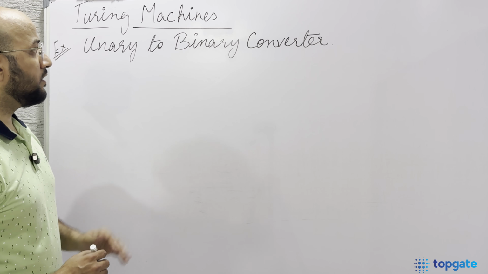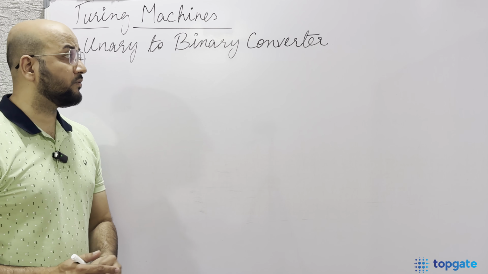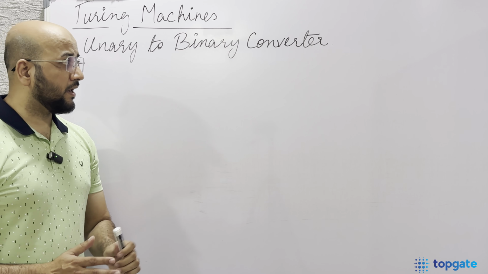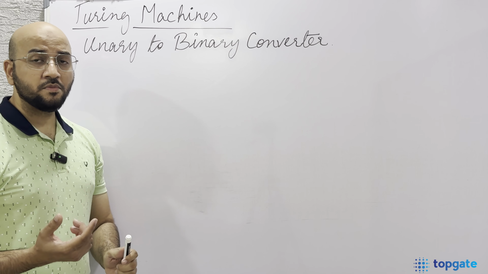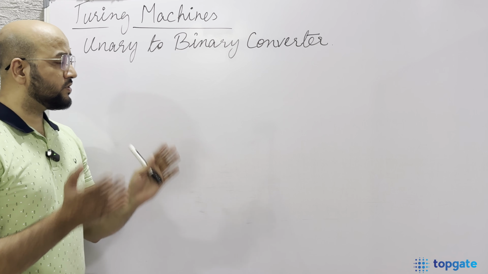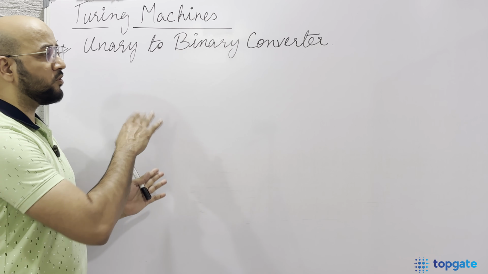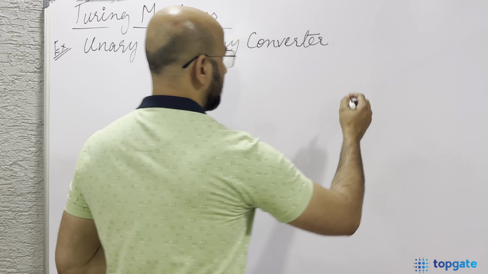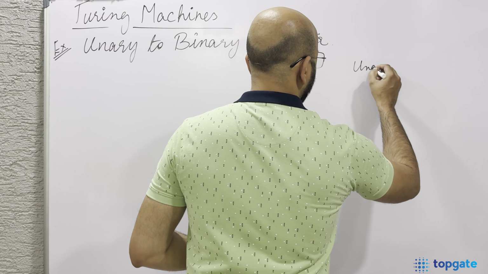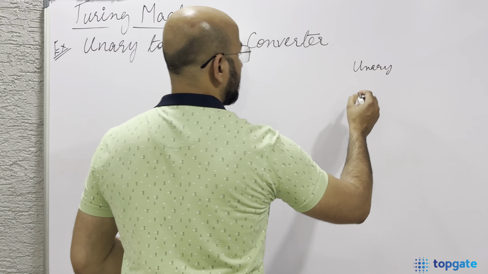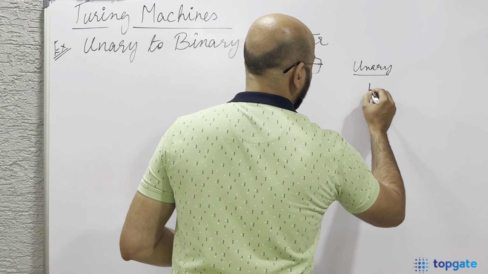So before designing the Turing machine, let's first try to understand what is the logic I'll apply in this one, what is a unary number system, and what is the binary number system. We'll see all those things first and then we'll come on to the designing part. So if we talk about a unary number system, we know that all the numbers are represented as only ones.